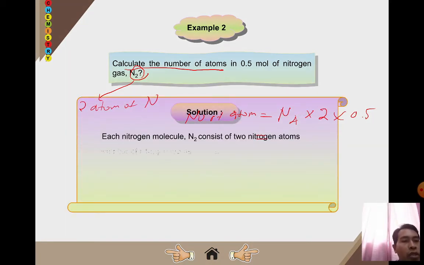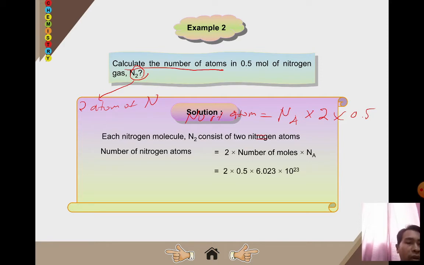Okay, so the solution di sini, tengok, each nitrogen molecule consists of 2 nitrogen atoms. The number of nitrogen atoms is 2 times number of moles times Na. 2 times 0.5 times 6.02 times 10 to the power of 23. So macam cikgu sebut tadi, you kena kurung yang ni, baru you darab lah, supaya you punya jawapan tu tak lari nanti. Okay, so jawapan akhir you 6.02 times 10 to the power 23 atoms.